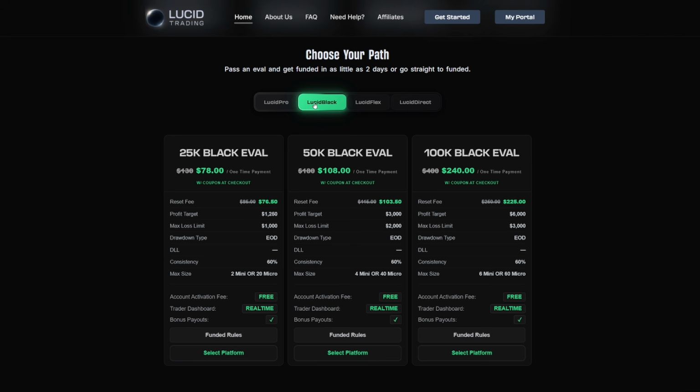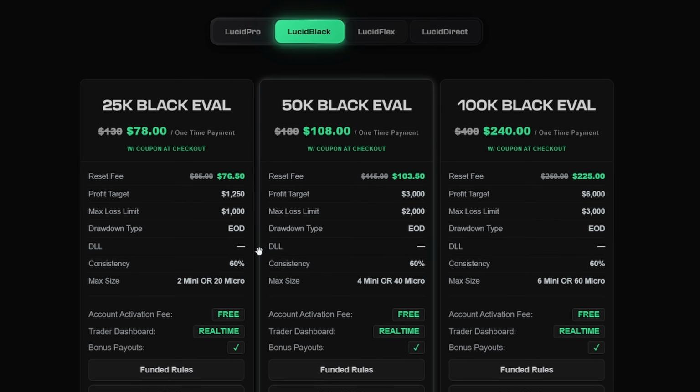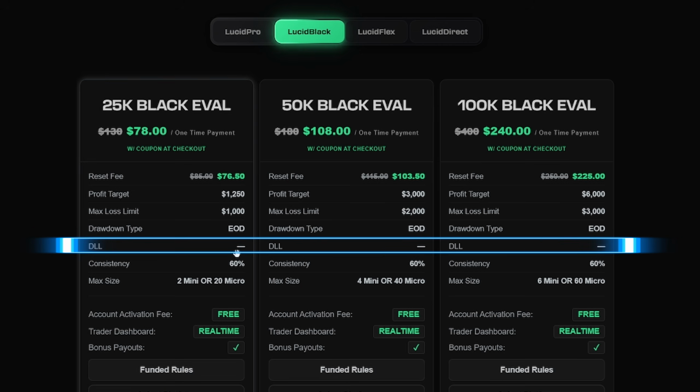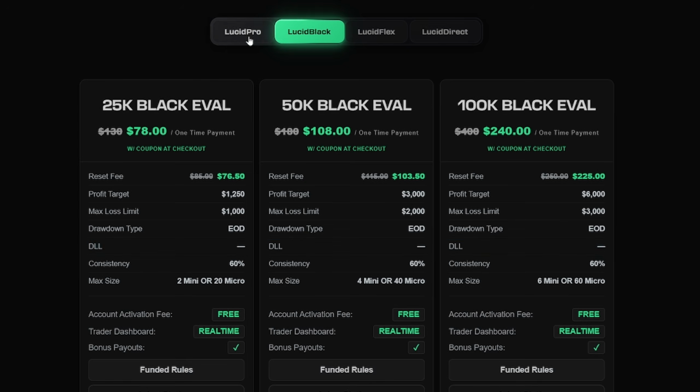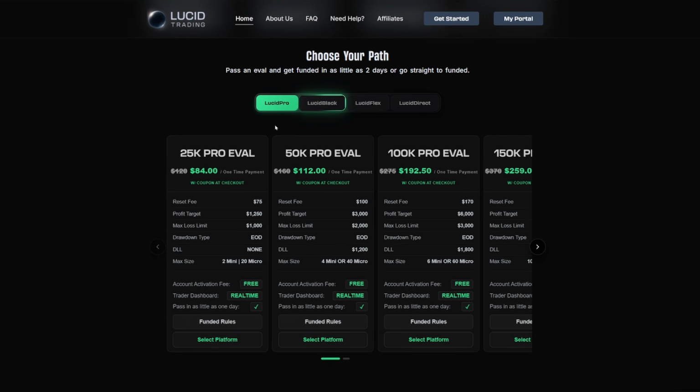So now let's talk about something that's a little bit better in the Lucid Black account. You can see it right down here, DLL. It basically has a hash mark going against it. Why is that? The Lucid Black has a 0 daily loss limit. However, when we look at the Lucid Pro account, this is going to be a little bit different. I'm going to share with you guys as we go ahead and take a look at the FAQ here in a moment. But notice daily loss limit, $1,200, and this is going to be in the 50K account.